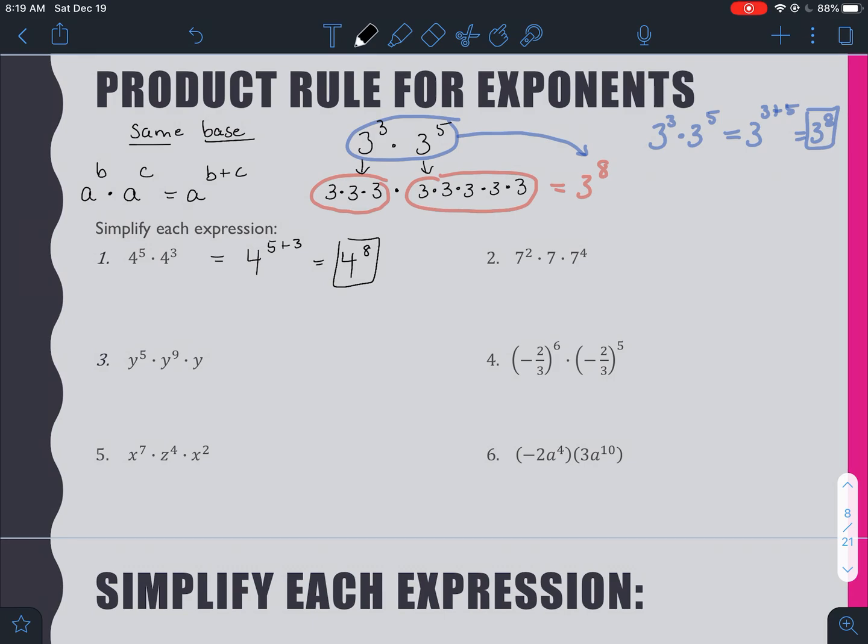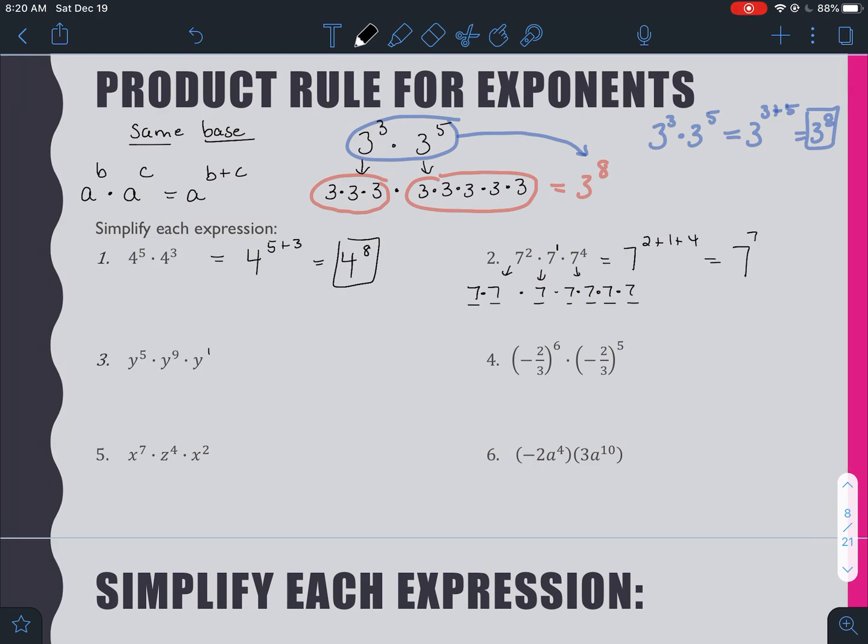So 7 to the second times 7 to the fourth. 7 by itself has an exponent of 1. So this would be 7 to the second times 7 to the first times 7 to the fourth. And again, you can add those exponents. So 7 to the second plus 1 plus 4. And altogether, you would have 7 to the seventh. Or again, you could expand this out. This would be 7 times 7. This would be 7. And this would be 7 times 7 times 7 times 7. And so how many 7's are being multiplied? 1, 2, 3, 4, 5, 6, 7. So that would be 7 to the 7th power.